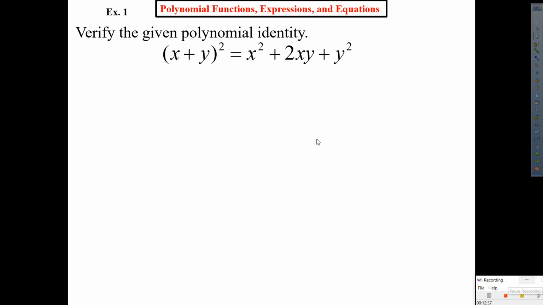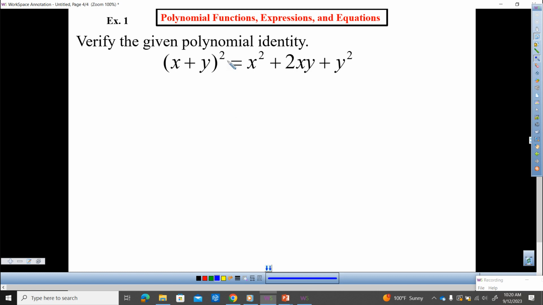All right, let's do this one together. It says verify. What does that mean? What's another word for verify? Check. So we want to check that this is equal to that. So how can we verify? Well, first we need to rewrite this. Look up. What does it say? It says this times itself how many times? Twice. So let's write it underneath. X plus y times x plus y.